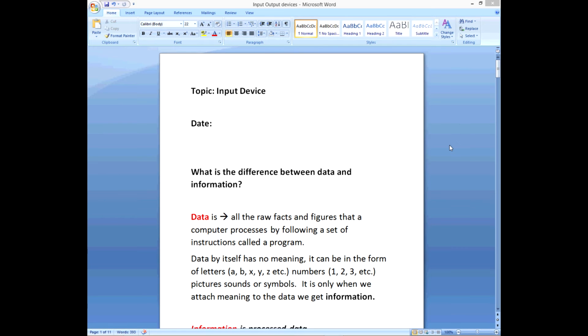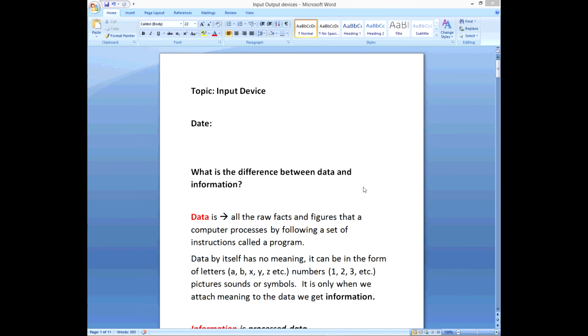Today we're going to be looking at input devices. What is an input device? Just like the word suggests, you're putting in something. So we're going to be looking at what we put in and overall how the putting in process goes.